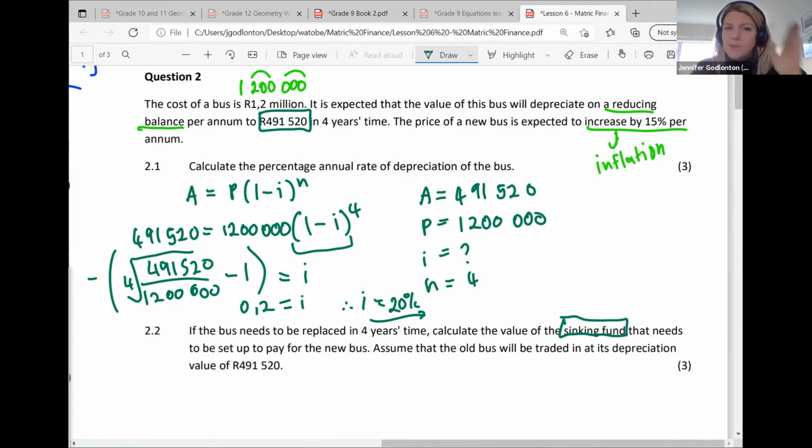Remember, if I want to know something's worth in the future, then I have to take into account inflation. So think about which percentage in the original question we want to be using in this one.